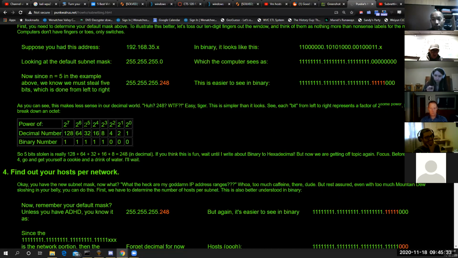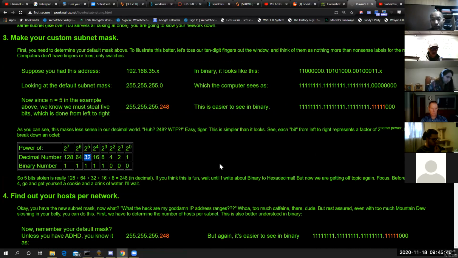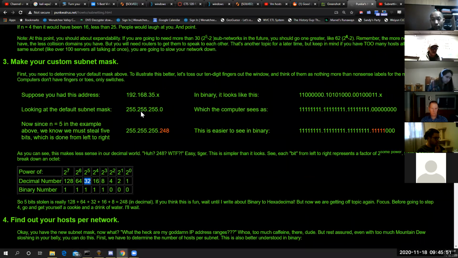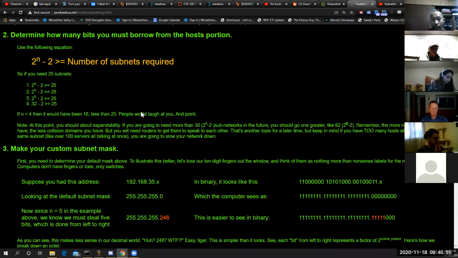Okay, so back to our little formula here. 2 to the 4th isn't big enough. So you have to move to 2 to the 5th, which is 32. And then minus 2 will give you 30 subnetworks, right? So that's what this walks you through: he's actually going to create 32 networks, you're going to lose the top and the bottom one, so you end up with 30 subnetworks.